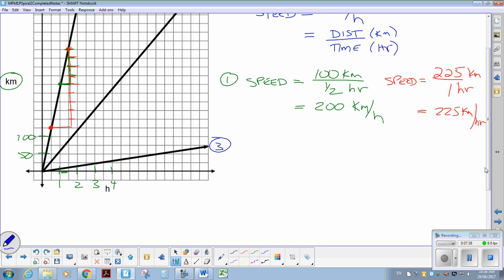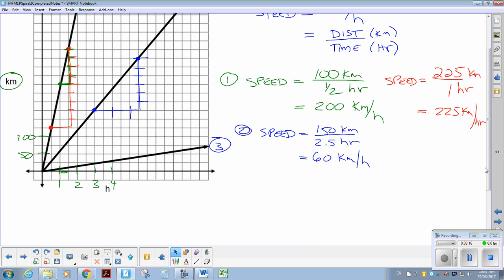So the second one, let's do this. So I'm looking for points that cross at good points on the grid, so it's easier to read. So for line number 2, my speed is equal to 25, 50, 75, 100, 125, 150. So 150 kilometers, 1 hour, 2 hours, so 2.5 hours. So 150 divided by 2.5 is 60 kilometers per hour.